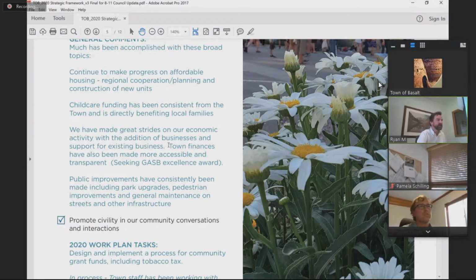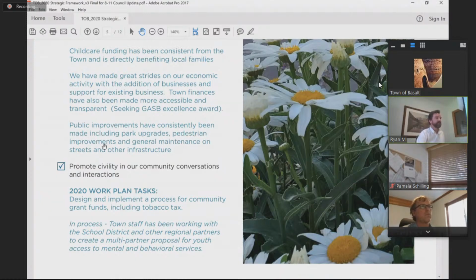Town finances is another one. Thanks to Christy and her hard work, and from all of our town department heads really digging in, I think our budget document is just leaps and bounds above where it was before. And this year, I'm happy to say we did follow through with submitting for the GFOA Excellence Award, so we'll hear about that next spring.